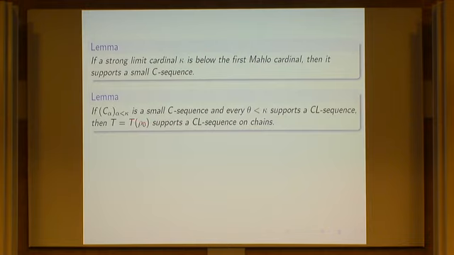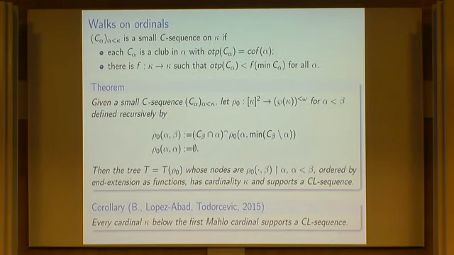Again, here I want a CL sequence, right? Not only on chains, but I do the same thing. I first go to a CL sequence on chains, and then a CL sequence on immediate successors, and then using our main theorem, we get the CL sequence on the whole tree.